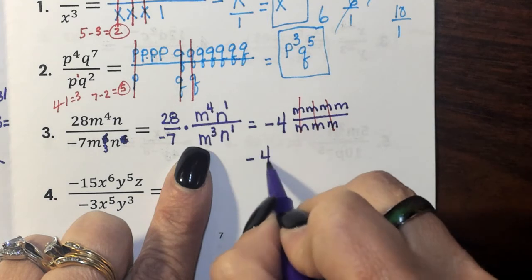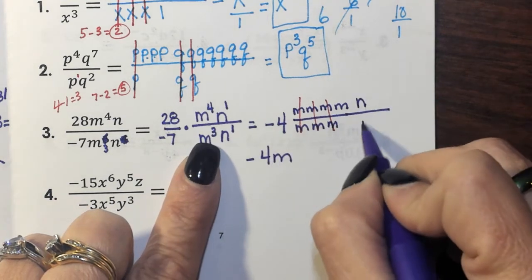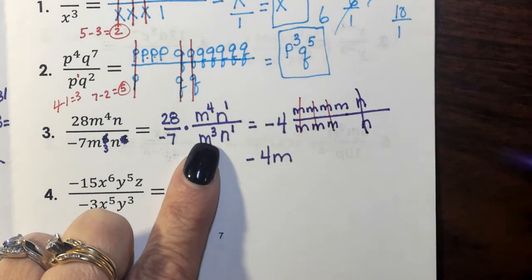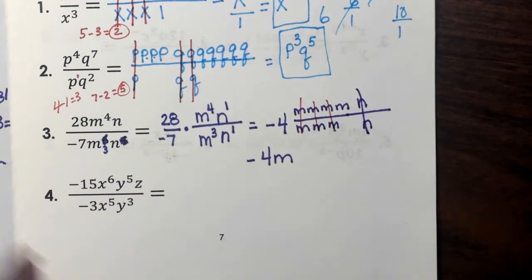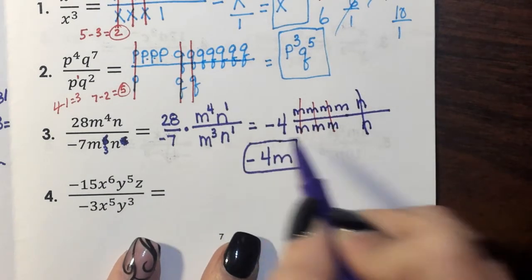So I've got negative 4 with an m. And then on the n, n over n, bam, they're gone. They cancel each other out. So I just have a 1. So the only thing left on this one is negative 4 to the m.